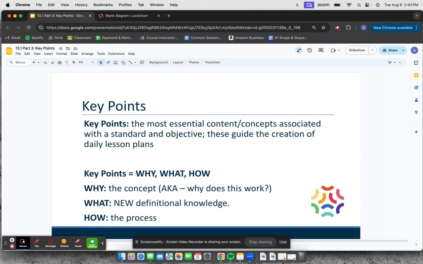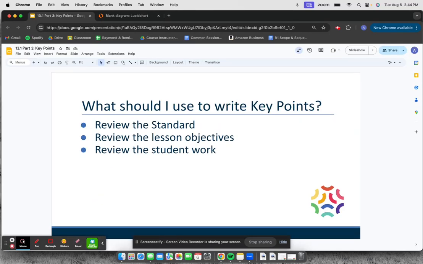Key points are the most essential concepts associated with the standard and objective, and they really guide the creation of daily lesson plans. Each subject has nuances to how they write key points, but in math, we're talking about why, what, and how. So the why of a concept, any new definitional knowledge would be the what, and the how would be the process you would take to apply the concept that students are learning about.